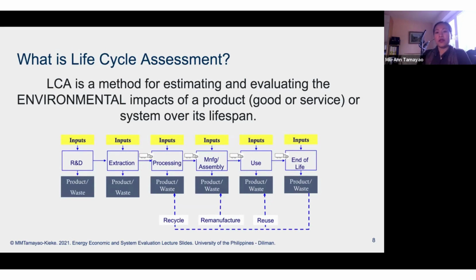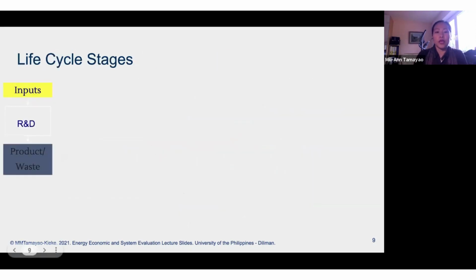LCA is a method for estimating and evaluating the environmental impacts of a product, and a product meaning a good or a service or a system over its lifespan. And as you can see here, if we can blow this up, life cycle stages would include R&D. Okay, magsimula tayo sa R&D.